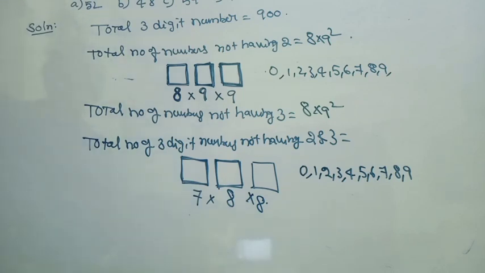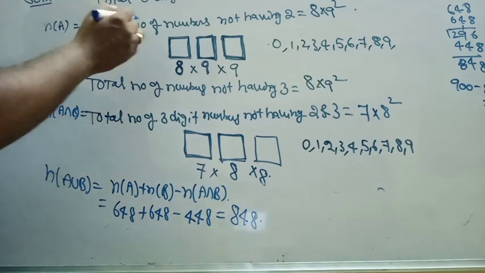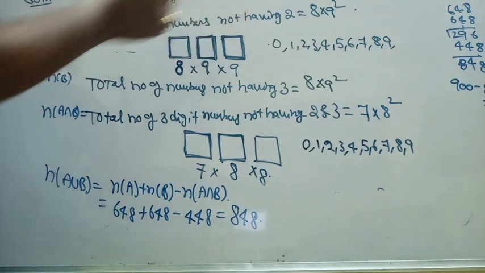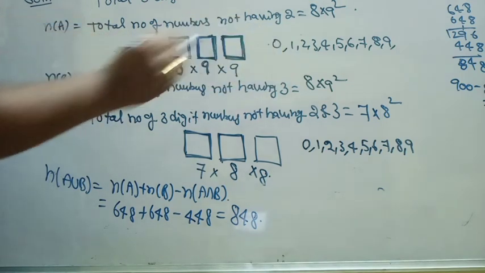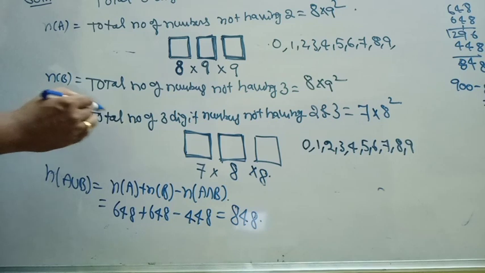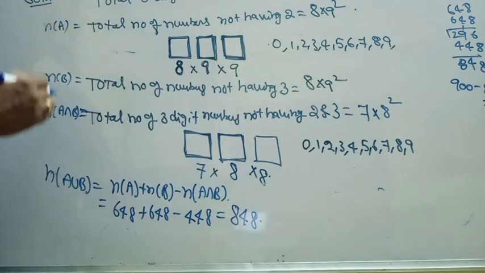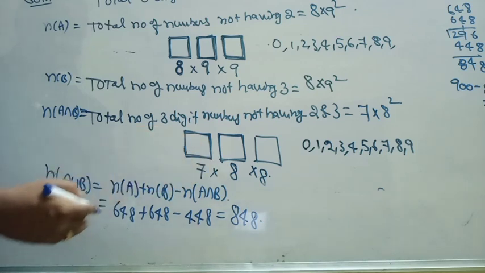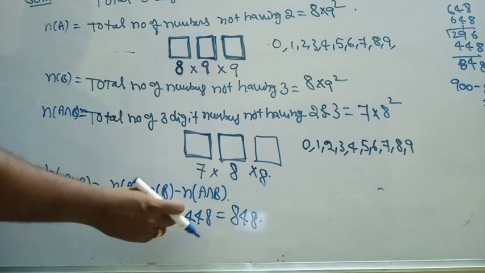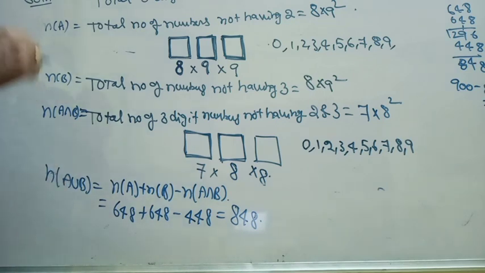Now what I am doing is, actually this is n of A. N of A is equal to total number of numbers not having 2. N of B equal to total number of numbers not having 3. N of A intersection B is nothing but total number of 3-digit numbers not having 2 and 3. We want now n of A union B. That means n of A plus n of B minus n of A intersection B. That means 648 plus 648 minus 448. That is 848.